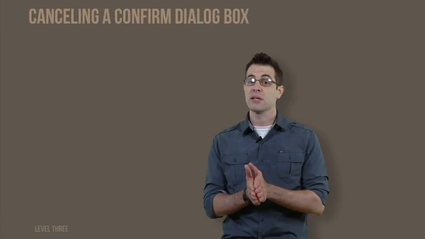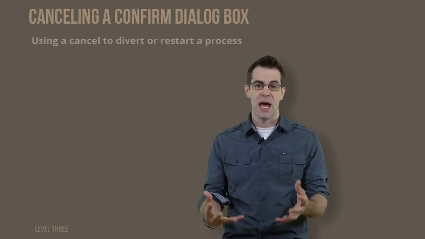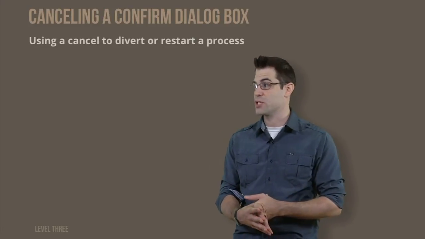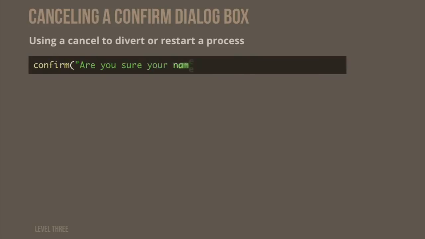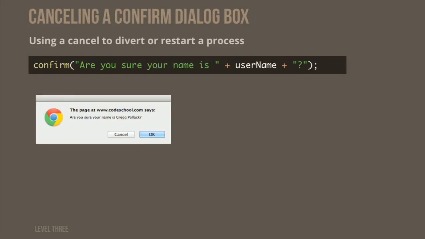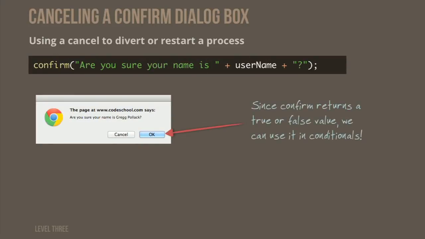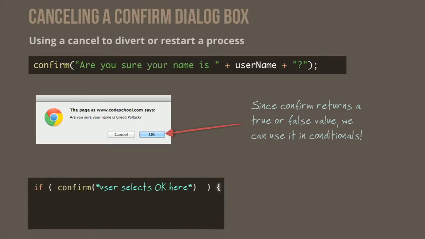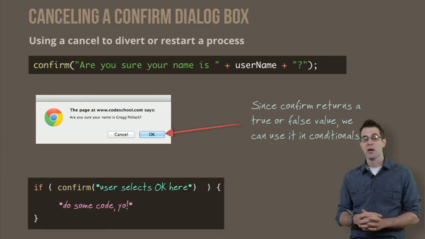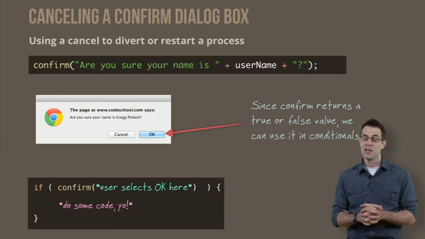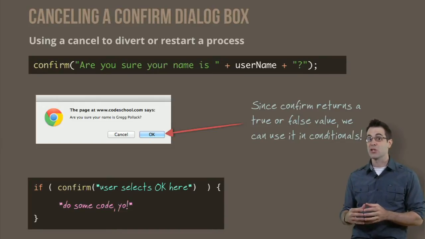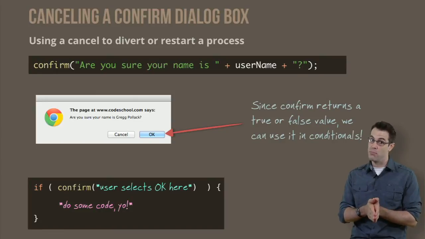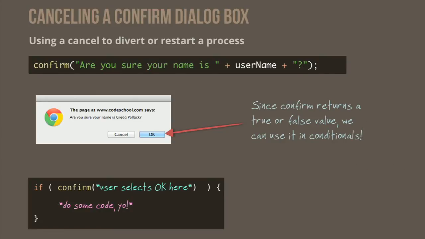Now that we know how to handle a cancel from a prompt function, let's look at how to handle a cancel from a confirm function. It's pretty easy because the confirm function returns a false value if we get a cancel from the user at any time. Then we can just use a simple if statement, a Boolean check, to make sure that the user has confirmed their entry. If in fact we get a truth value from confirm, then we can do some code.